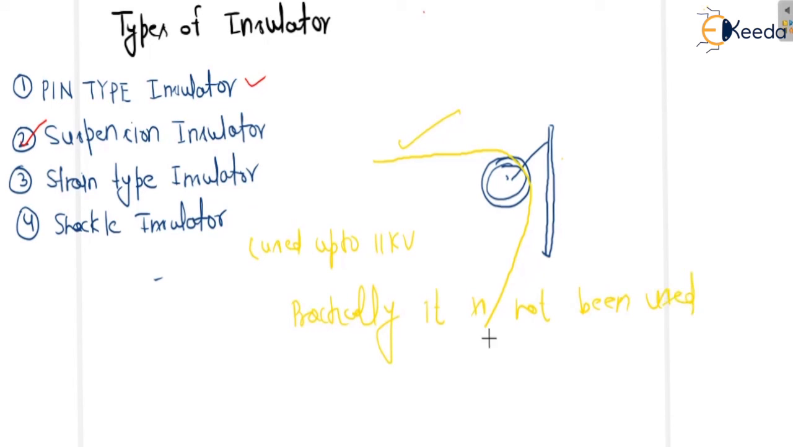So this is an overall idea of types of insulator. I'm not going into detail, but if you want to understand on a GATE basis, this is the maximum you would need to know. So this is all about types of insulator. Thank you.